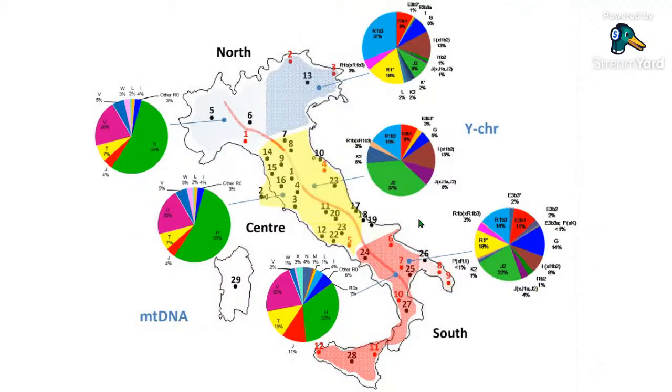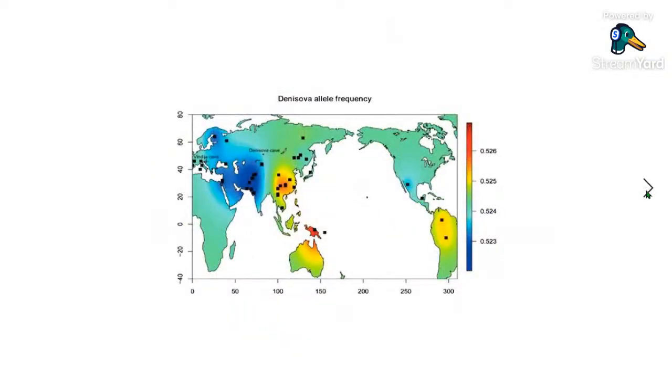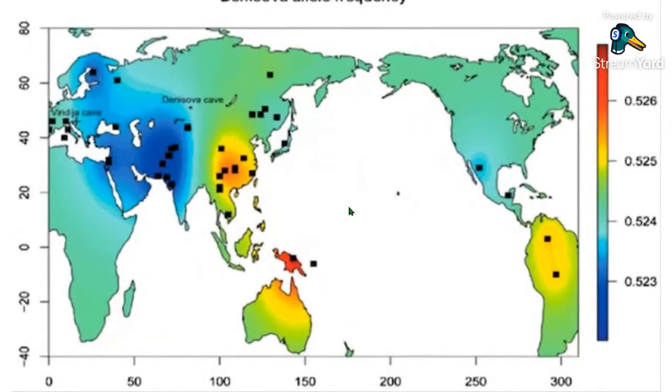But we can see this J2 throughout Anatolia, which is Turkey, and Iraq, Iran, all the way to India, down the Silk Road. There's the J2 population.